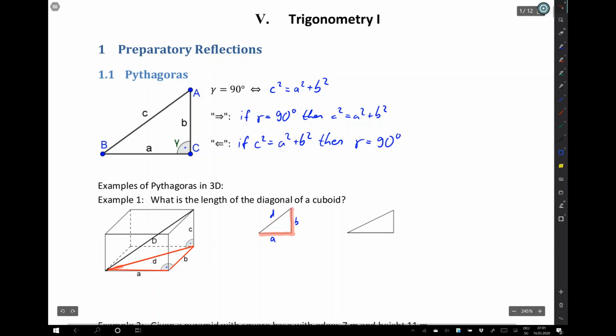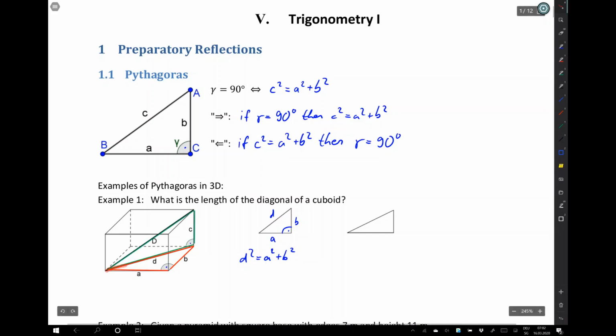I've resketched it here on the right. And since there is a right angle here, we see that the Pythagoras applies, so d squared is equal to a squared plus b squared. The small d is hereby the diagonal of the rectangle in the base plane, in the Grundebene.